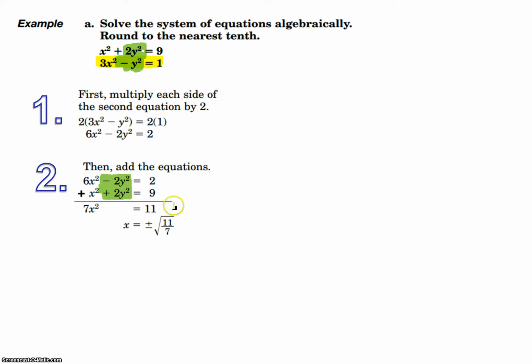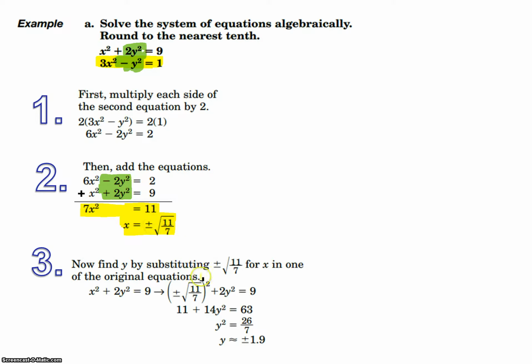So I add my 2 equations together. I get 7x squared equals 11. Right here was the resulting sum of those 2 equations. And then I'm going to solve for x. Once I've solved for x, the next step, of course, is to use substitution.